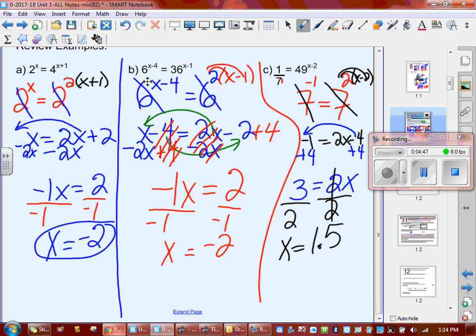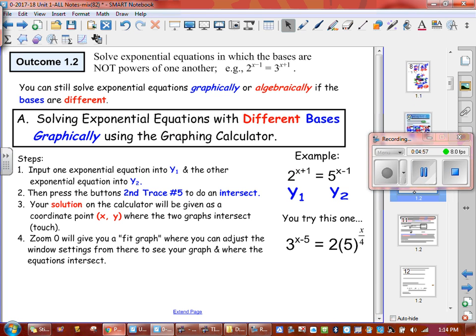This is just review on same base solving. We're trying to get to non-same base solving. In order to do that, we have to learn about logarithms. And we have to learn that we can actually solve equations two ways. We were just doing it algebraically with same base. Now we can do it graphically.